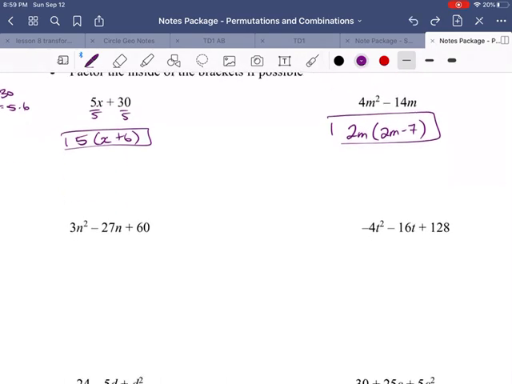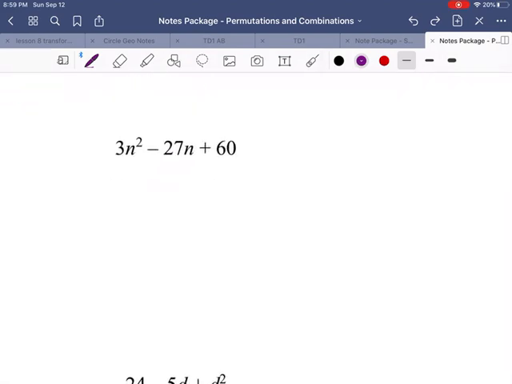All right, 3n squared minus 27n plus 60. I see that everything's divisible by 3 here. So let's start by factoring out a 3. So we get n squared minus 9n plus 20. And then I'm looking at n squared minus 9n plus 20. Oh my goodness, all right.